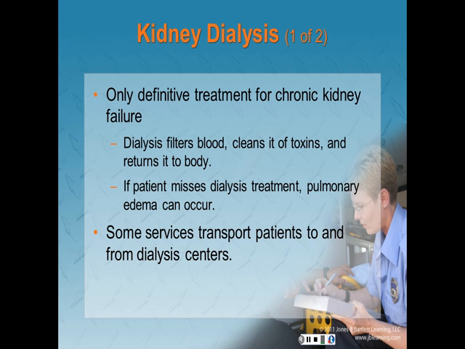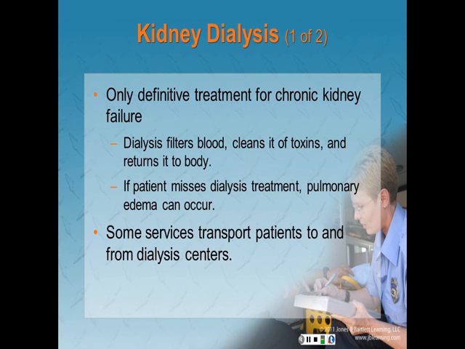Kidney dialysis. In chronic cases of kidney failure, dialysis is the only definitive treatment. Dialysis is a process that filters the blood, cleanses it of toxins, and returns it to the body. It eliminates waste, normalizes blood chemistry, and reduces excess fluid. If a patient misses a dialysis treatment, weakness and pulmonary edema can be the first in a series of conditions that become progressively more serious.